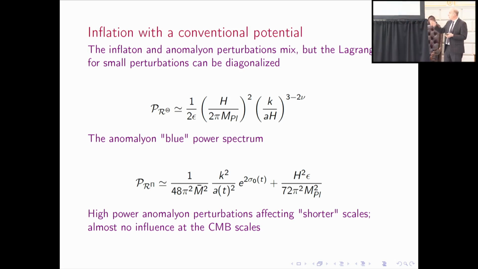And as you see, the second power spectrum is very different from the first one. First of all, you should ignore the second term, because that's an admixture of an inflaton, and it's a small correction to this anomalon. But the first one is very different. As you see, it's a blue spectrum. The reason why it's blue is that this k squared divided by scale factor squared, its time dependence gets canceled by that exponent of the anomalon field. And therefore, we just get k squared.